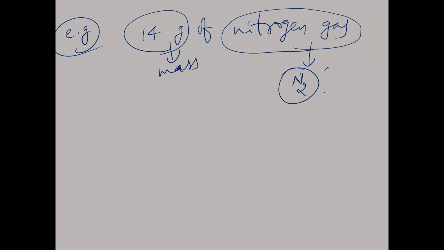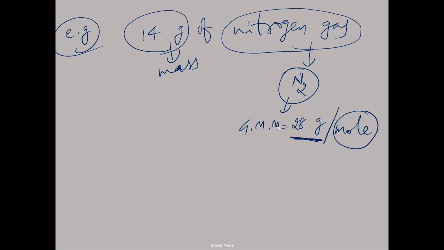For N2, what is the gram molecular mass? Gram molecular mass is equal to 2 into 14, that is 28. So 28 grams per mole. For this nitrogen, what is the gram molecular mass? 14 into 2, so that's why 28 grams per mole. 1 mole of nitrogen is equal to how many grams? 28 grams. So this is the gram molecular mass. The gram molecular mass of nitrogen is 28 grams.